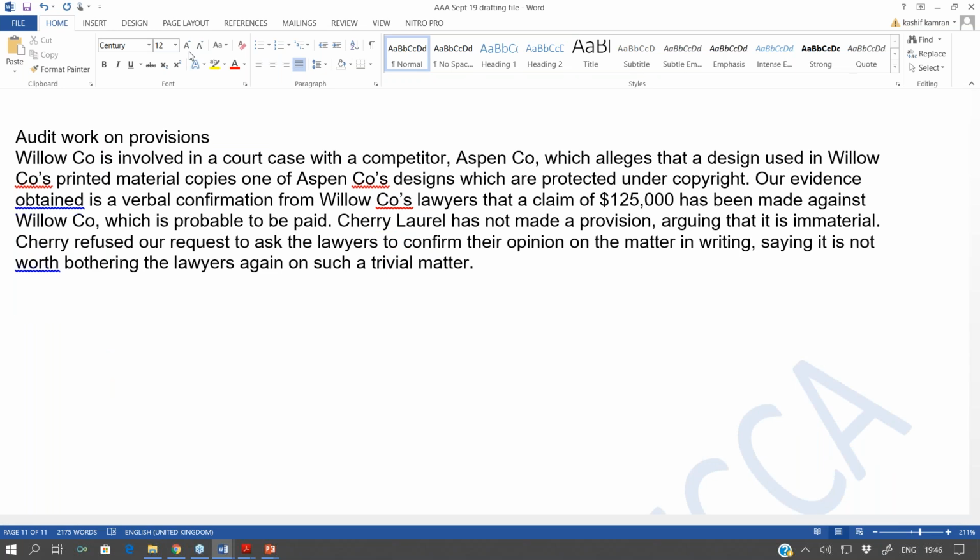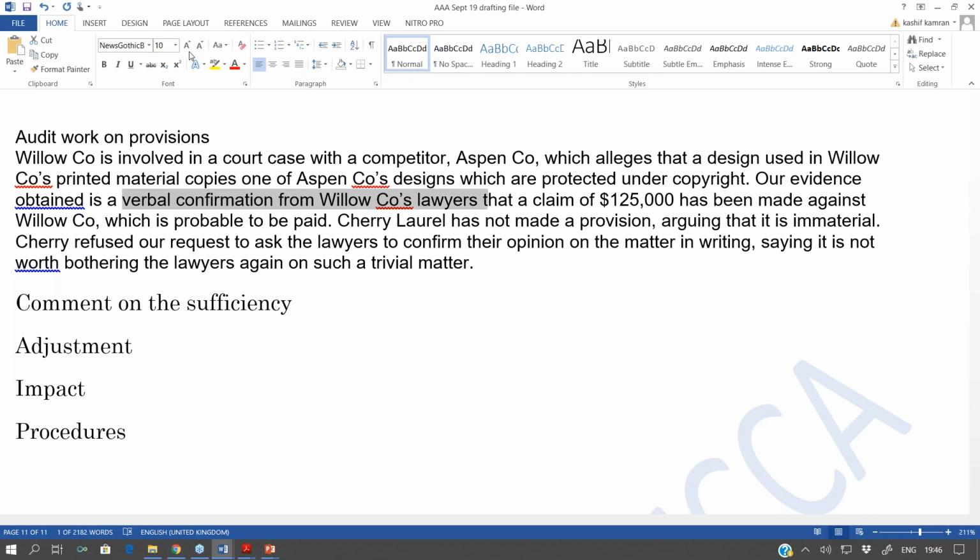I'll leave this answer to you. I'm just quickly going down in the bullet form here. The first is to comment on the sufficiency, then to do the adjustments, then the impact, and then to write the procedures, right? The 4 things we have to do under this requirement. Okay, Willow Company is involved in a court case with competitor Aspen, which alleges that a design used in Willow Company printed material copies one of the Aspen designs, which are protected under copyright. Our evidence obtained is a verbal confirmation from the lawyer. Do you agree that verbal confirmation from the lawyer is sufficient?